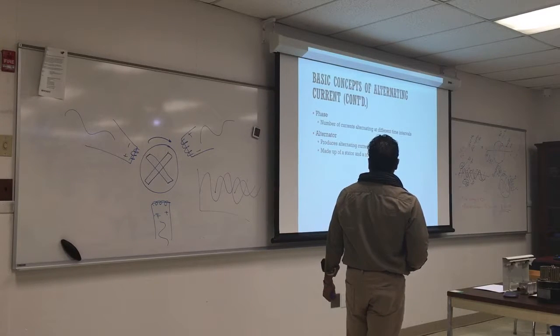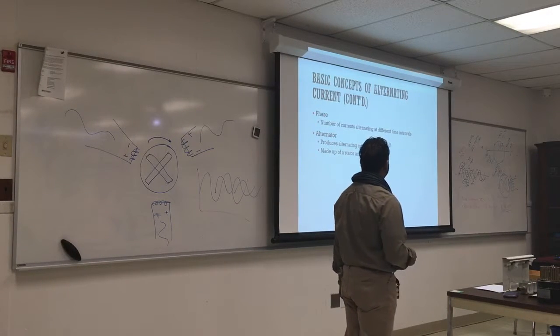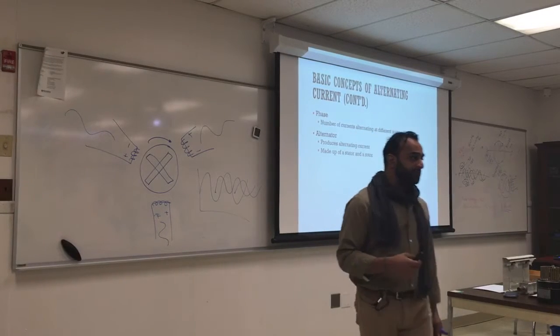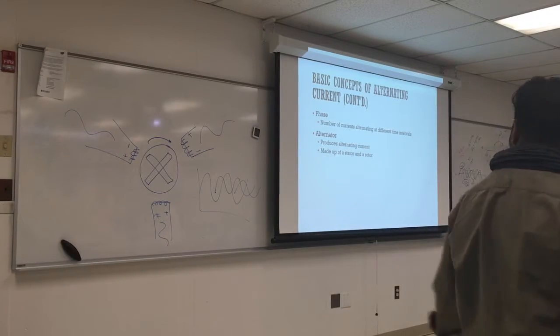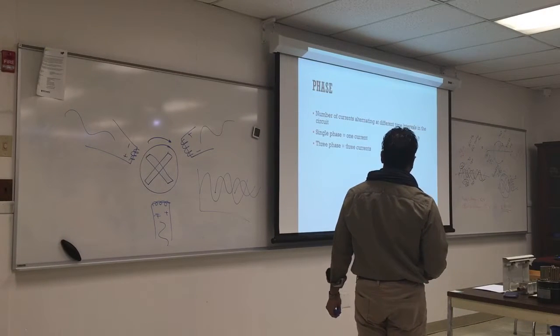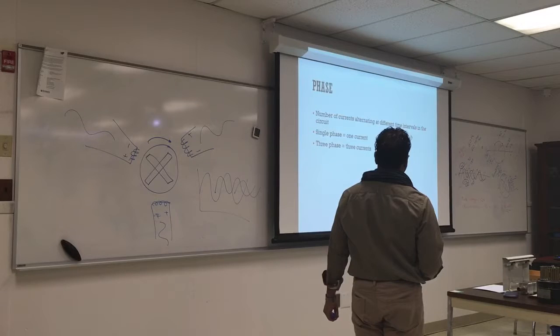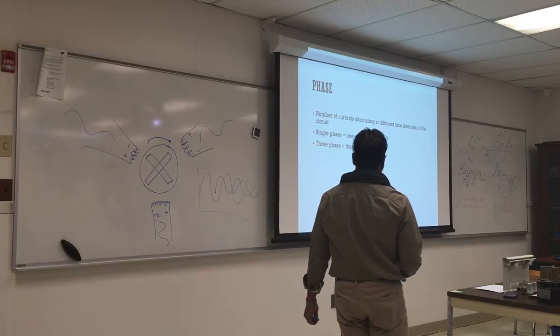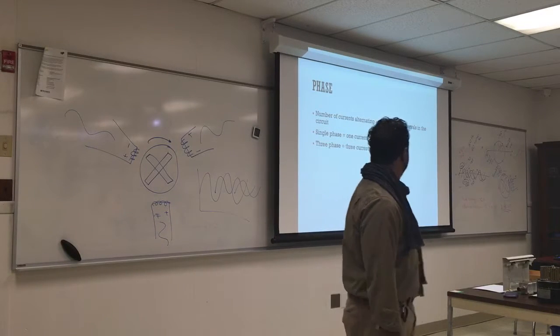We talked about the alternator already. A phase is the number of currents alternating at different times. Each sine wave is a phase, each current is a phase. It's the number of currents alternating at different time intervals in a circuit. Single phase is one current, three phase is three currents.